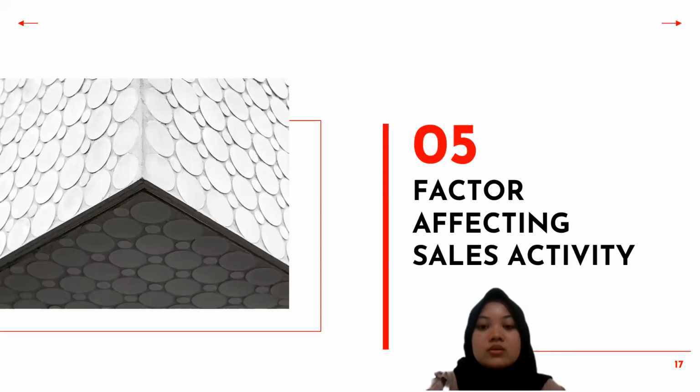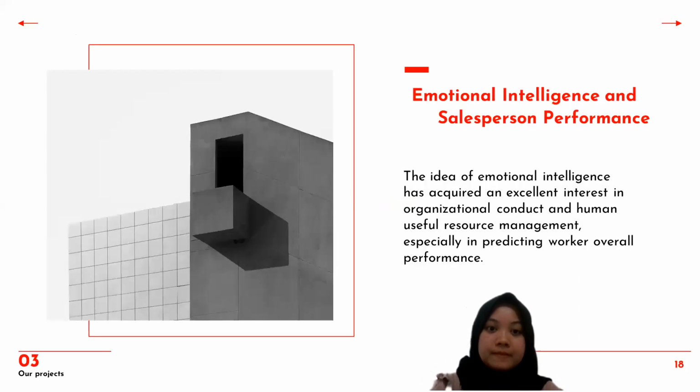Next, we are going to talk about the factors affecting sales activity. The first one is emotional intelligence and salesperson performance. We can see on the screen that the area of emotional intelligence has received great interest in organizational behavior and human resource management, especially in predicting work performance.